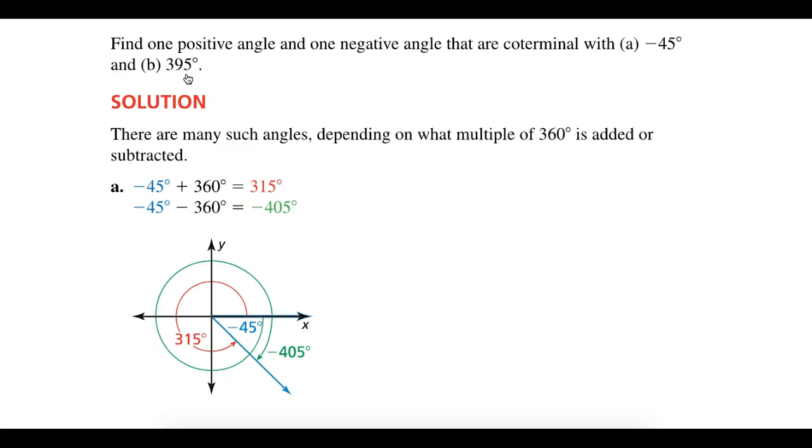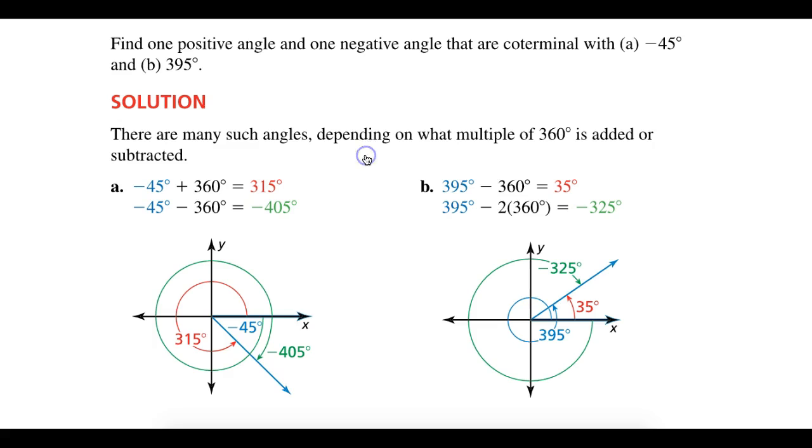Even though we subtracted 360, that doesn't give us a negative number. So we have to subtract 360 again. So 395 minus 720 gives us negative 325. You see, if we just subtract 360, we're still left with a positive coterminal number. So remember, to get a coterminal angle, you add multiples of 360 to get you either your positive or negative number.